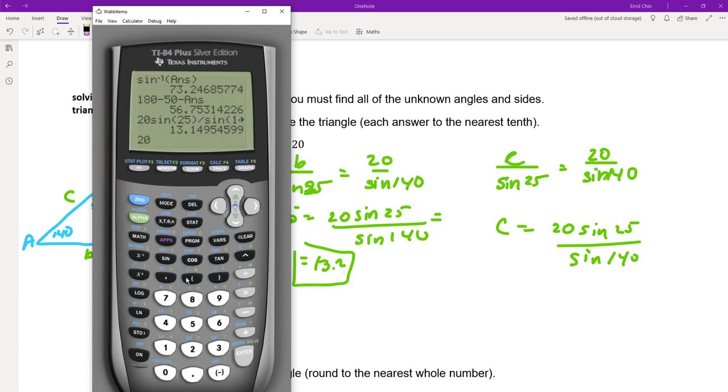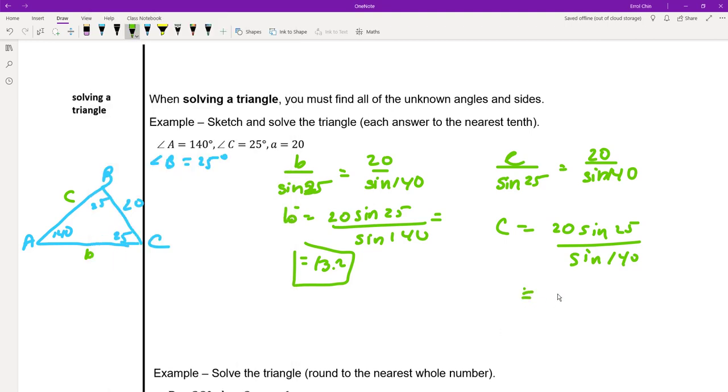So 20 sine 25, I don't actually have to hit multiplication, divided by sine 140. That's 13.1. And we know again there is no units, 13.1 or 13.2. And that sort of should make sense.